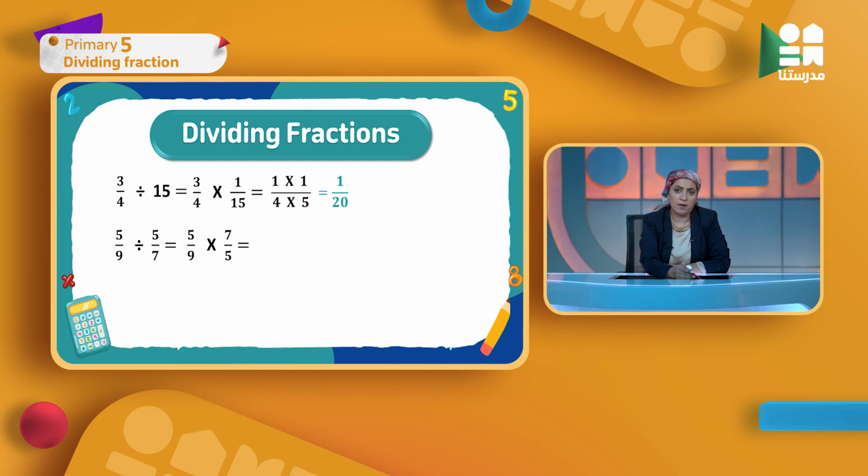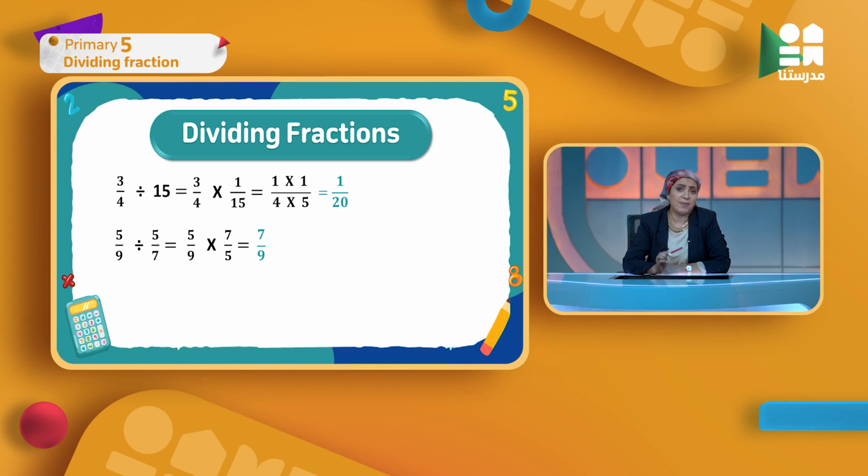I have 5 in the first place of numerator and 5 in the second denominator. Both of them are in table 5. They have 5 as a common factor. Then I can simplify both of them. 5 divided by 5 is 1, and 5 divided by 5 is 1. And the answer will be 7 over 9. Why? Because I have 1 times 7 is 7 and 9 times 1 is 9.